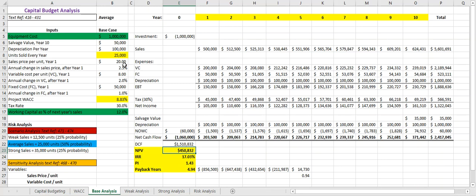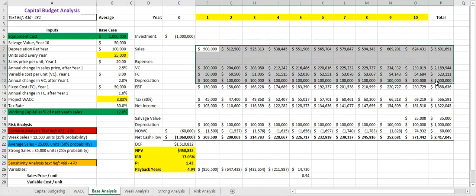At the same time, they have costs. The variable costs are $8 per unit, inflating at 2% a year. They have fixed costs at $50,000 a year, inflating at 1% a year. As you can see, these calculations are all included right here.